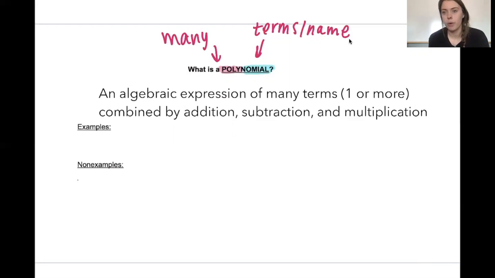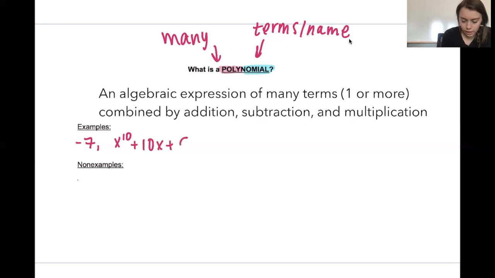And then as I go, if I'm going too quick, just pause me. But an example of a polynomial is -7. That one might be like, what? Doesn't even seem like there's any algebra in there, but we'll get there in a second. There is x to the 10th power plus 10x plus 9. That is considered a polynomial.